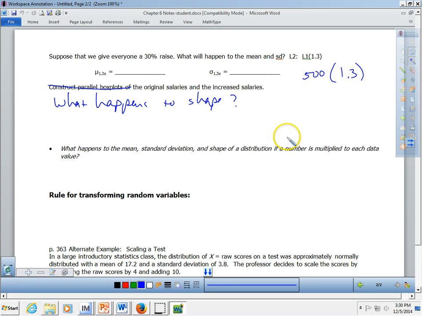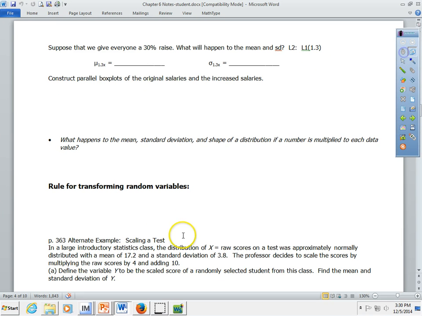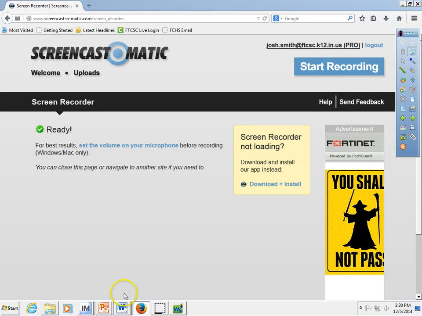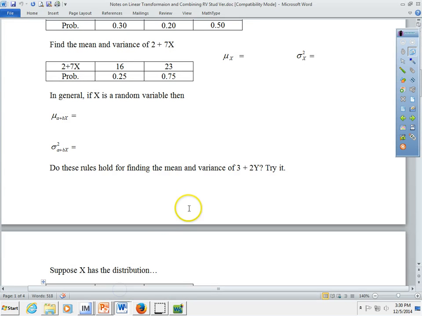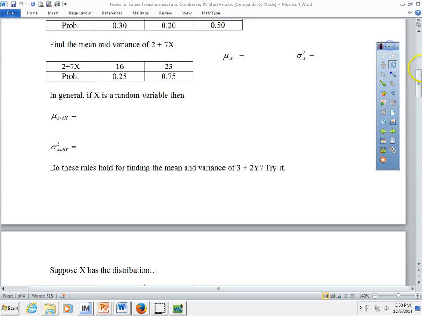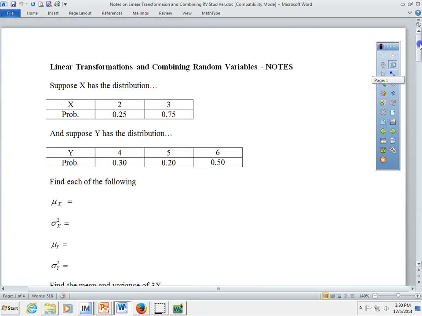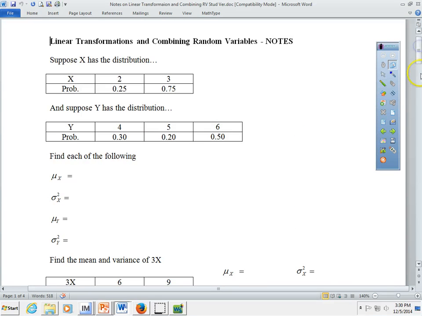Okay, that being said, I want to get to random variables. And so this isn't talking about random variables. I want to show you what happens to random variables. Okay, so in the sheet that I handed to you, that may be in the back of your notes now, let's talk about that.